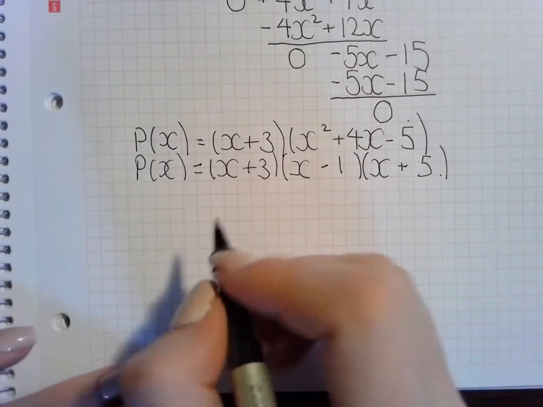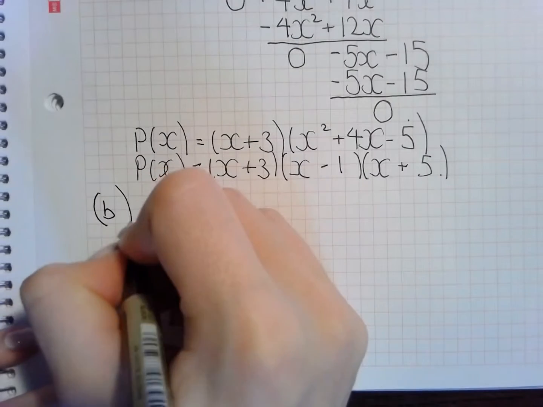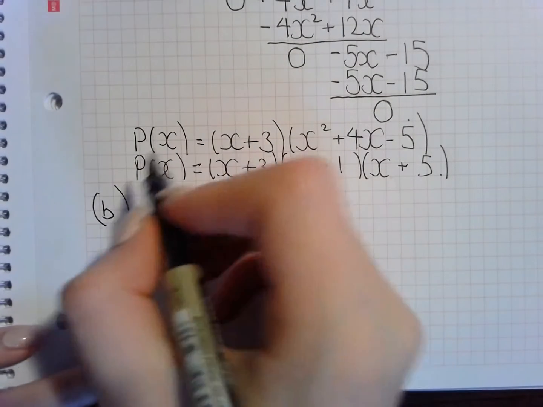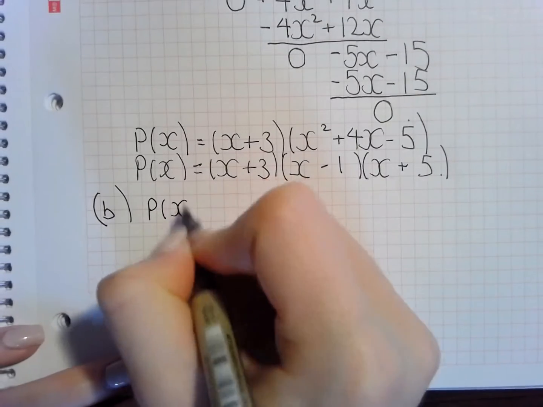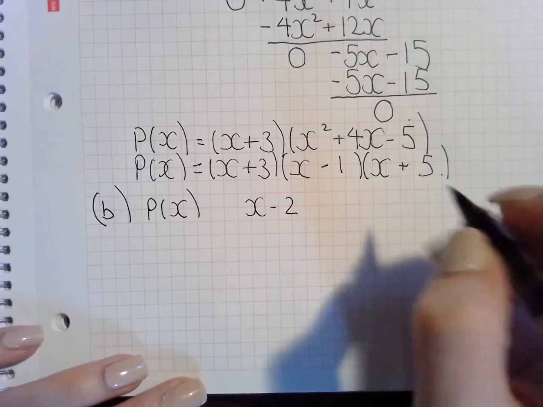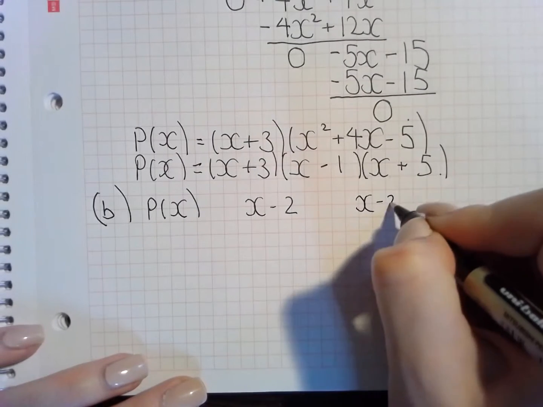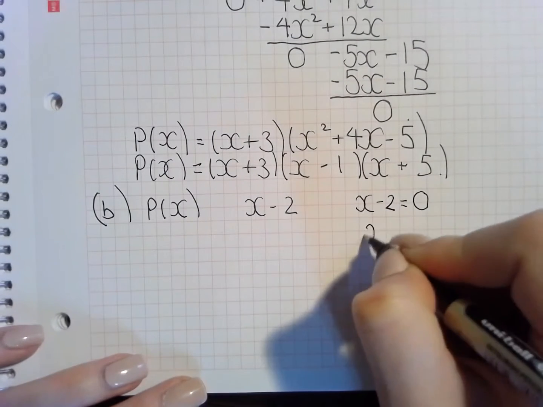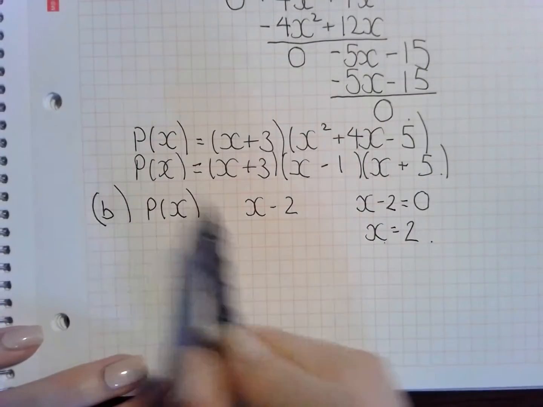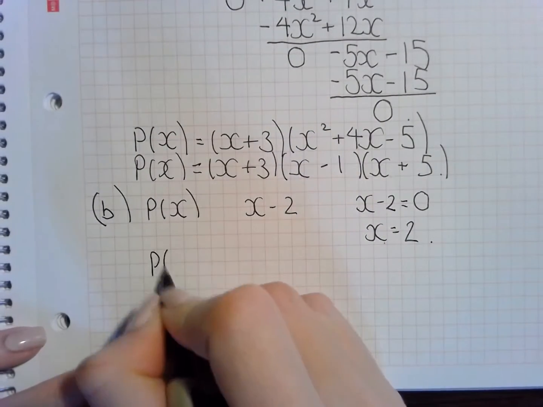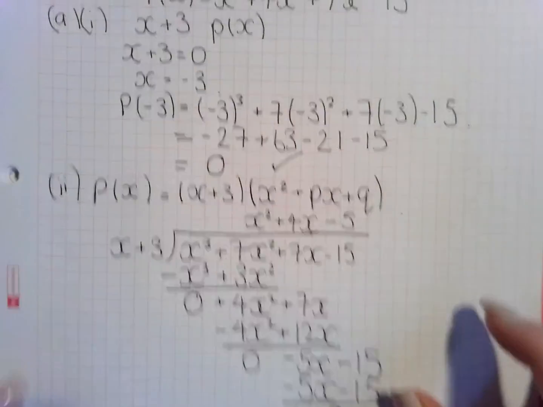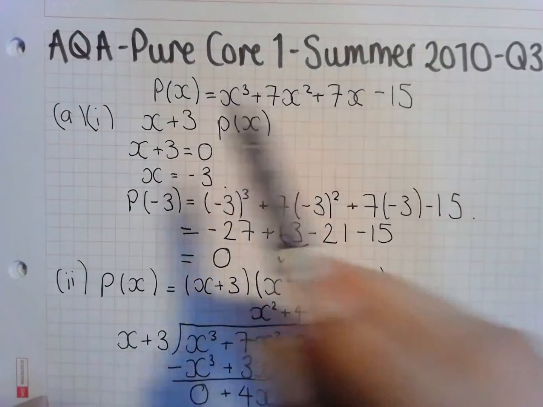Okay, part B. That says, use the remainder theorem to find the remainder of p(x) when p(x) is divided by x minus 2. Now again, like the first question, when x minus 2 equals 0, x equals 2. So we're just going to plug x equals 2 into the polynomial. So when x equals 2, we have, and we're plugging this into the original polynomial, this.